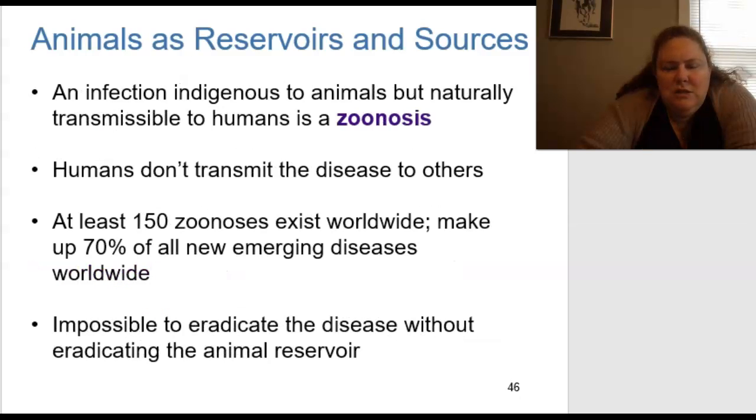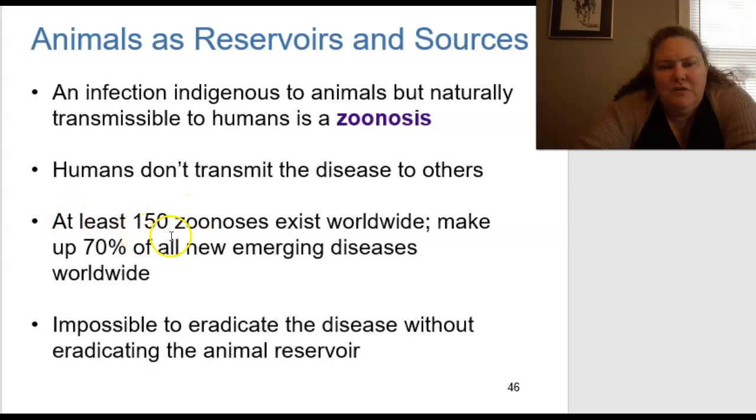An infection indigenous to animals, but not naturally transmissible to humans, is called zoonosis. For instance, my horse can get fleas, or my cat can get fleas. Those fleas don't go to humans. Okay, so that would be a zoonotic disease. It's specific and usually stays within the animal. Humans don't transmit the zoonotic disease to another.